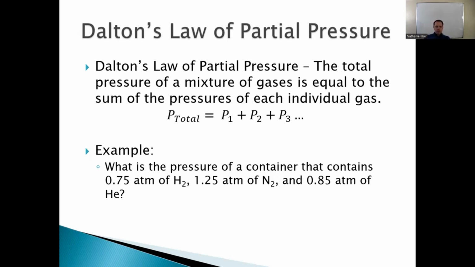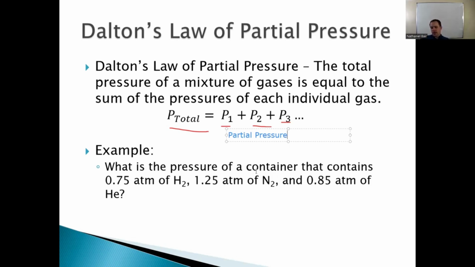So the total pressure of a mixture of gases is equal to the individual pressures from each gas in the mixture. Now we call these individual pressures partial pressures. So the partial pressure of a gas is the individual pressure. So like what's the pressure of each individual gas? So easiest problem you're gonna get all classes right here.